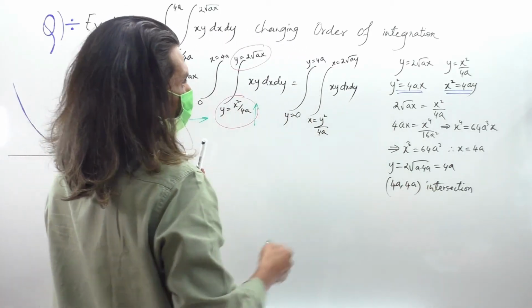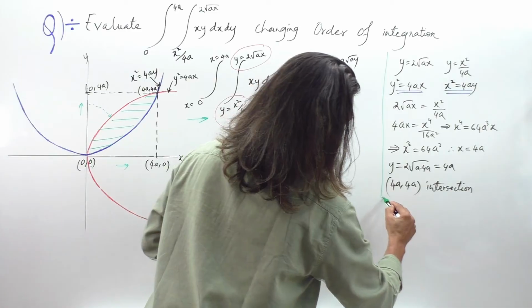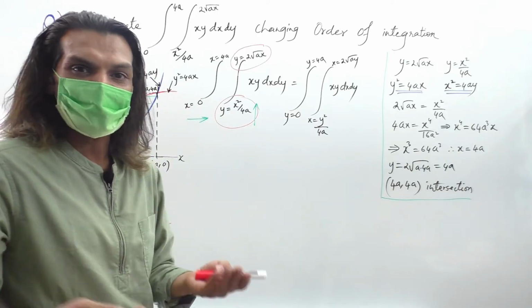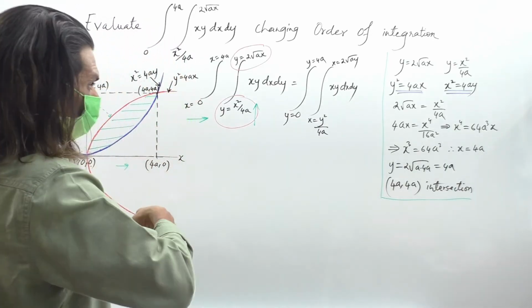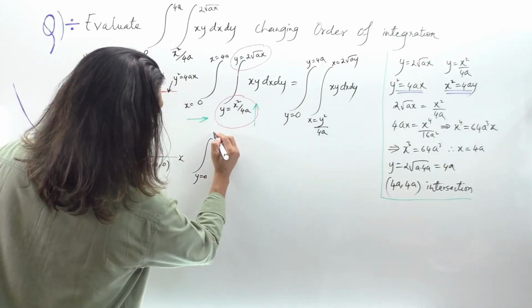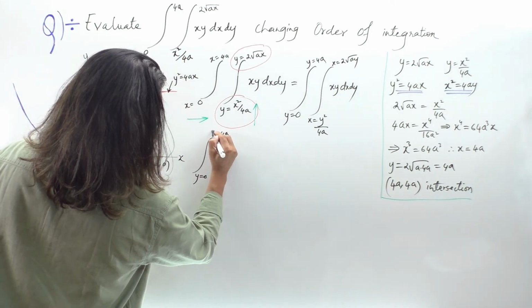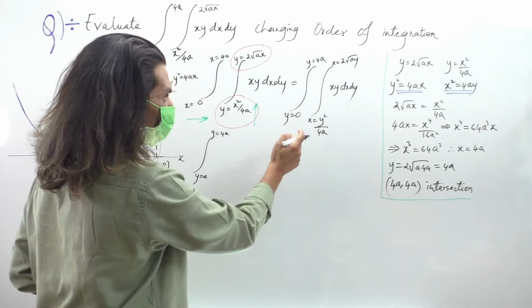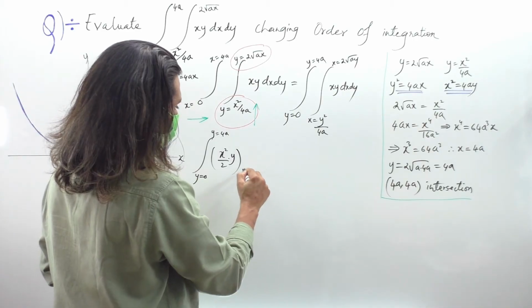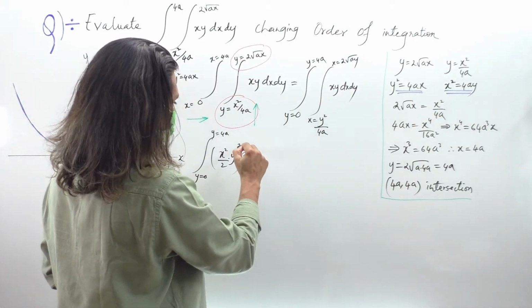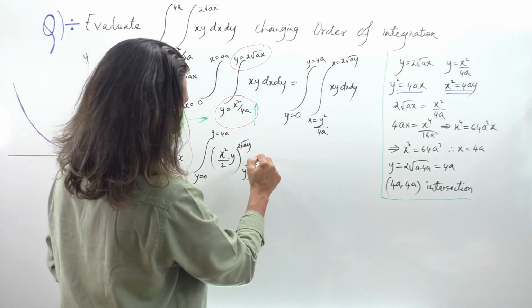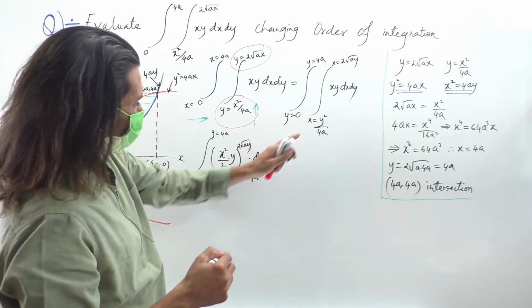Now we are all set with the changed order, the changed limits. Now simply solve this and get the answer. So we solve this now. First the outside is y, so keep it as it is. y is equal to 0 to y is equal to 4a. Now we are integrating first with respect to x, since x is the inside integral. So the integration of x is x square by 2 into y, and the limits are y square by 4a to 2 root of ay, right, and since we integrated with dx, what remains is dy.